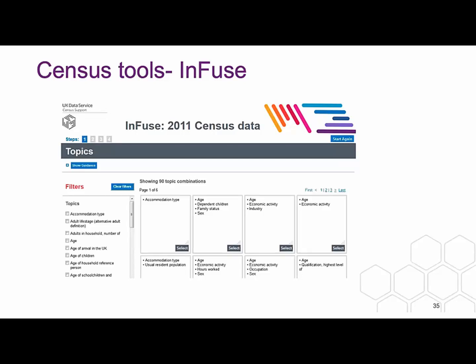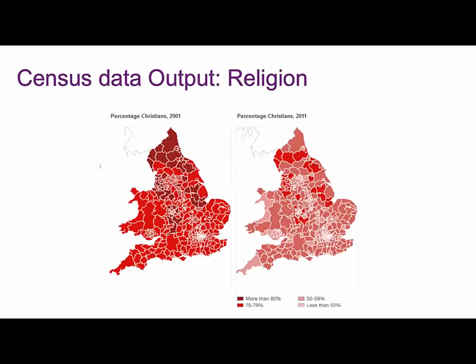And this will point you in the direction of Infuse. It's designed to guide users in selecting census aggregate data relating to combinations of characteristics and areas of interest to them. So you can see on there, they've got 90 topic combinations: accommodation type, age, dependent children, economic activity, hours worked, and you can specify your parameters on there and extract that information out, which you can then use to produce outputs such as this.